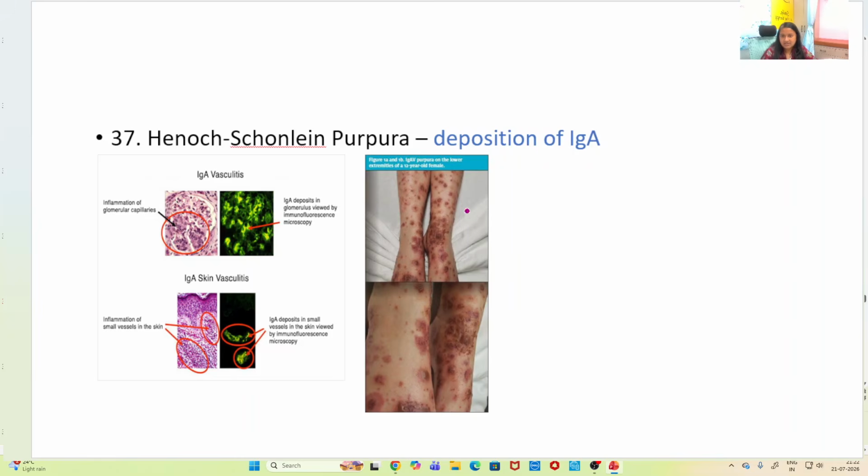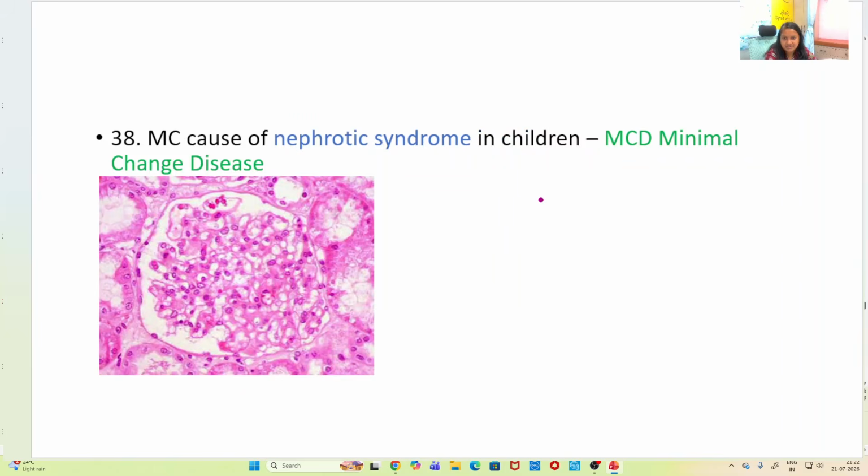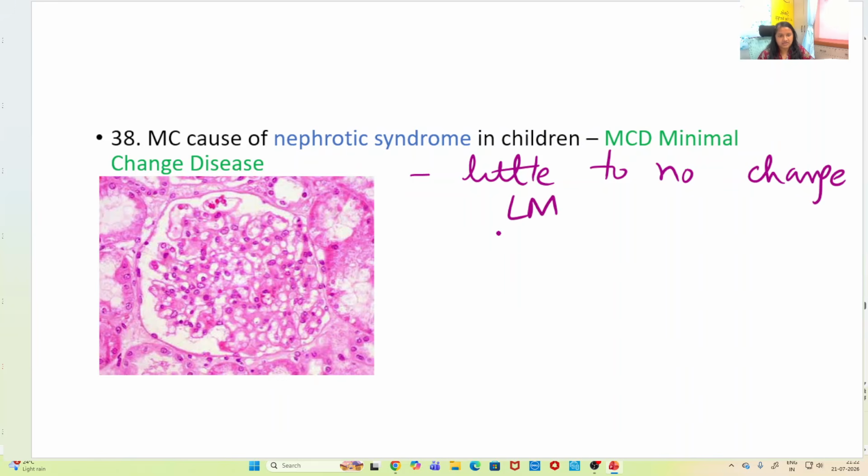HSP, which is basically IgA vasculitis, right? There is a deposition of IgA in the glomerulus and the small vessels of the skin. Okay, deposition of IgA. Most common cause of nephrotic syndrome is minimal change disease. Why is it called minimal change? Because there is little to no change noticed on light microscopy. But on electron microscopy you can see that there is diffuse effacement of the podocyte foot processes.